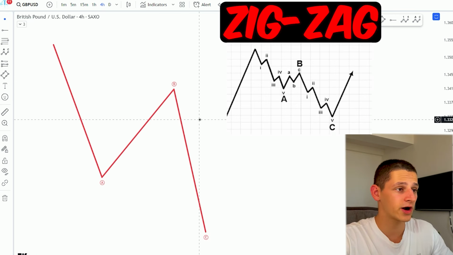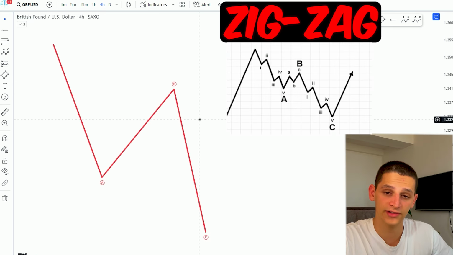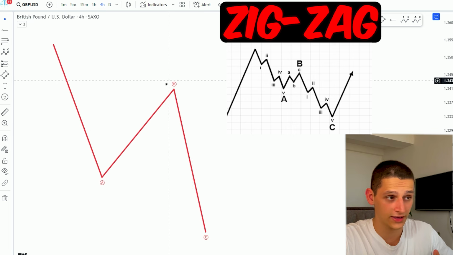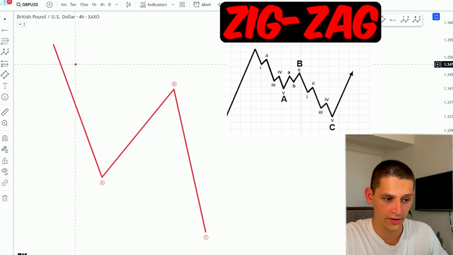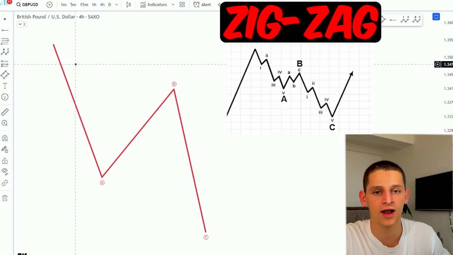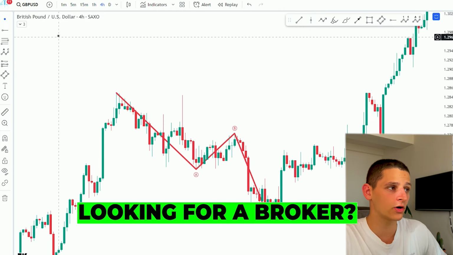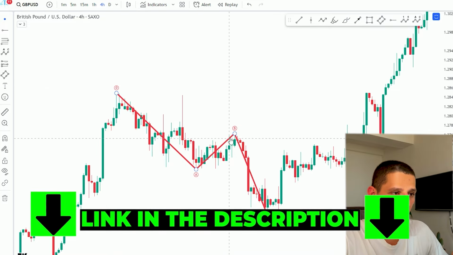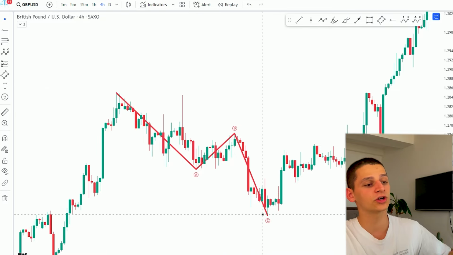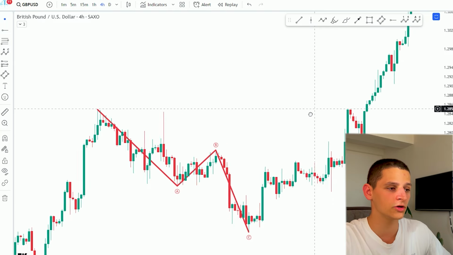This is a simple correction. It consists of 3 waves, and the second wave, that is B, should not be very close to the beginning of A. This is the so-called zigzag, and this is a quick example on GBP USD, a simple zigzag correction. Wave A, then wave B and C. After the correction is completed, the price continues its uptrend.